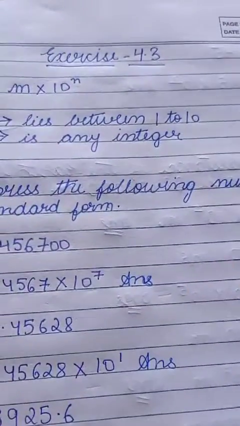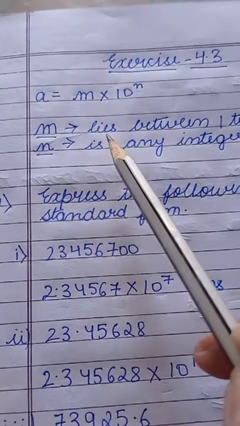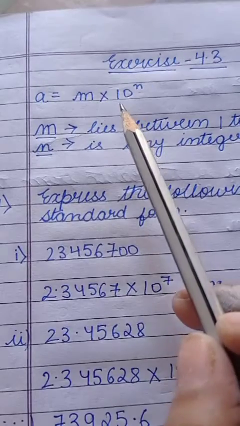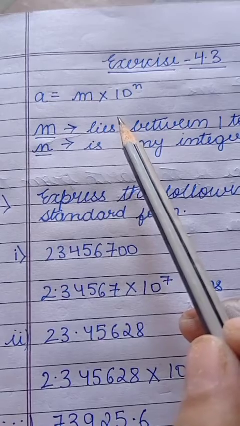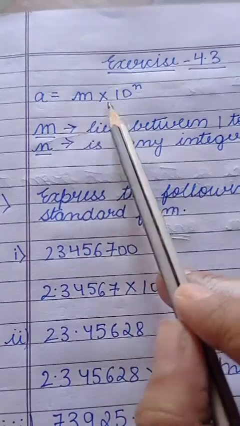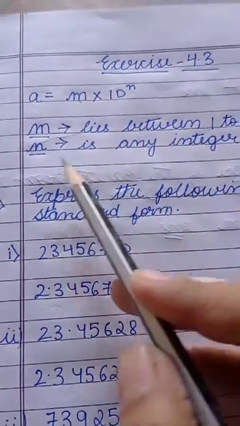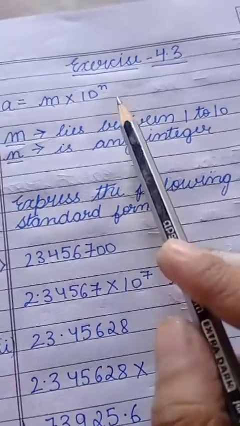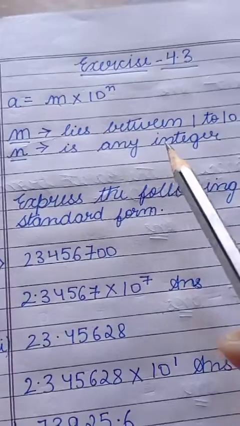Next exercise, children, standard form. You know that many a time you must have seen the speed of light is 3 into 10 raised to the power 8 meters per second. So very large numbers we are writing in the power form. Clear? So this is called standard form. A is equal to m into 10 raised to the power n. So children, remember the limit of m is, m should lie between 1 to 10, and n can be any integer. Integers, you know, are positive as well as negative also.